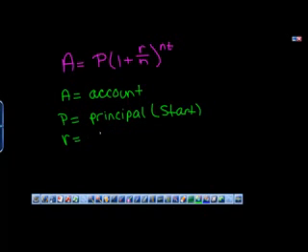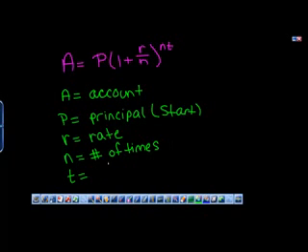R is your rate. In the previous example, that was 4%, or 0.04. N equals the number of times the interest is applied. So if something is quarterly, it's going to be applied 4 times. And finally, T is your total time.